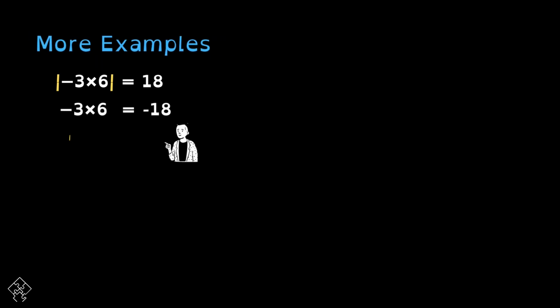Here are some more examples on how to handle absolute values. So we have the absolute value of negative 3 times 6, and that is equal to 18. Because negative 3 times 6 is equal to negative 18. And the absolute value of negative 18 is equal to 18.